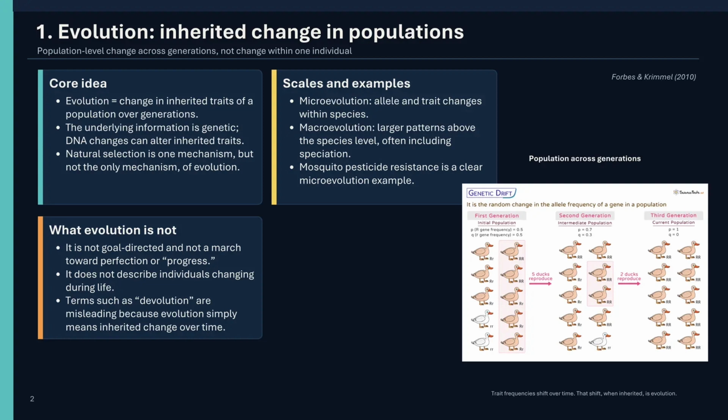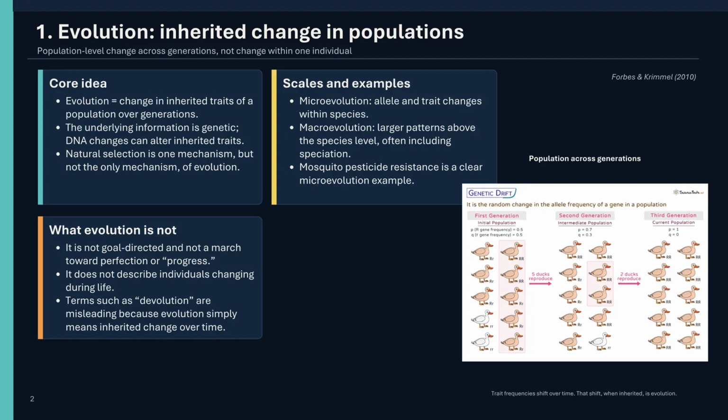Macroevolution is evolutionary change above the species level. It often includes speciation, where populations become unable or unwilling to interbreed. Because macroevolution happens over long periods of time, scientists often study it through fossils, phylogenies, and long-term patterns, whereas microevolution is more likely to be observed in nature or a lab setting in real time.